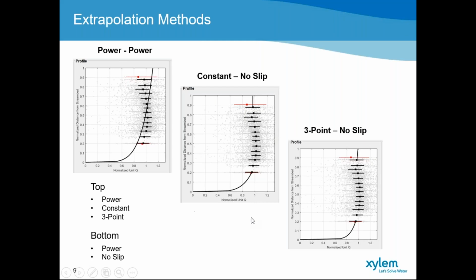And this just gives you an indication of the 3 different methods. A constant means that we are using the top cell and extrapolating that vertically to the water surface. No slip is based on the assumption that the velocity at the boundary layer is 0. And then the 3-point no slip method, again, assumes that the velocity at the boundary layer is 0, and we perform a linear extrapolation using the top 3 cells to the water surface itself.